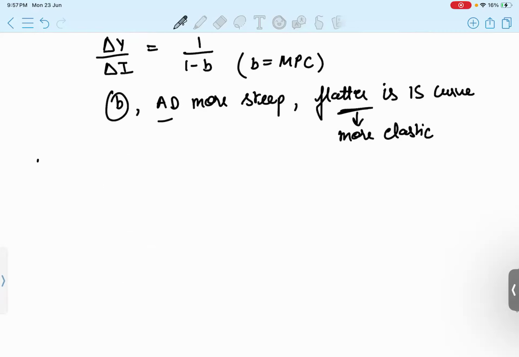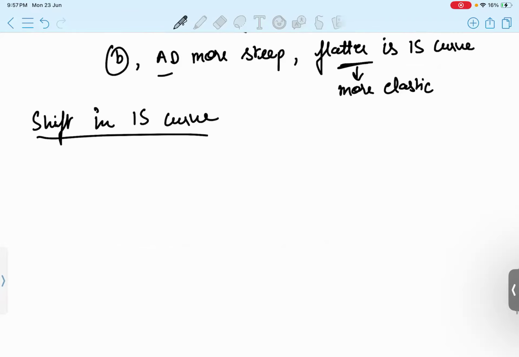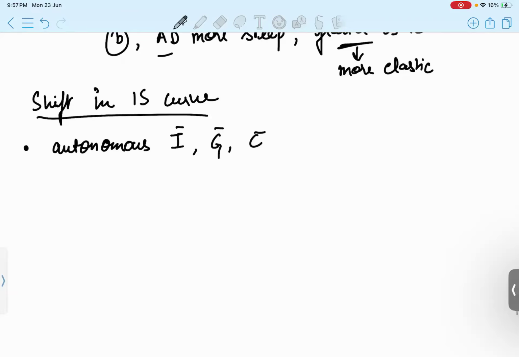Now, another thing would be, what are the factors which impact the shift in the IS curve? So we can say it shifts due to change in the factors that we assume to be constant. So let's say if there are changes in the autonomous variables, which we saw in the aggregate demand equation. So that was, again, autonomous investment, government expenditure, or the consumption expenditure that can change. Autonomous means independent of the level of income of the economy or the household levels.